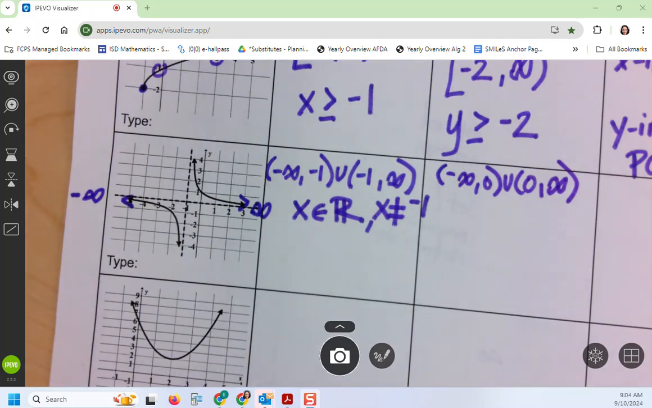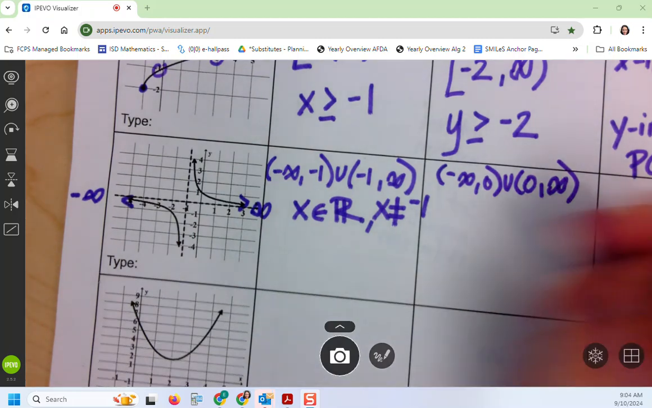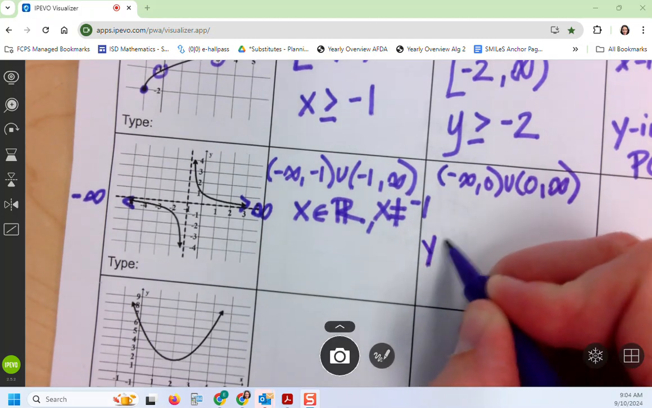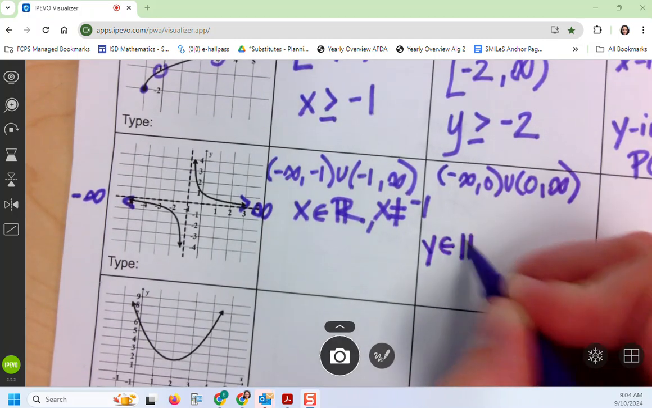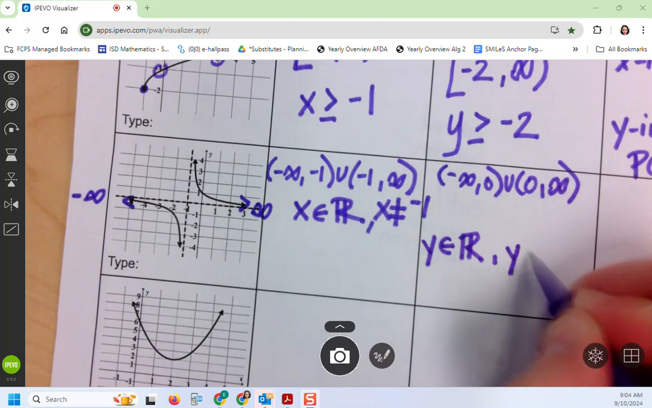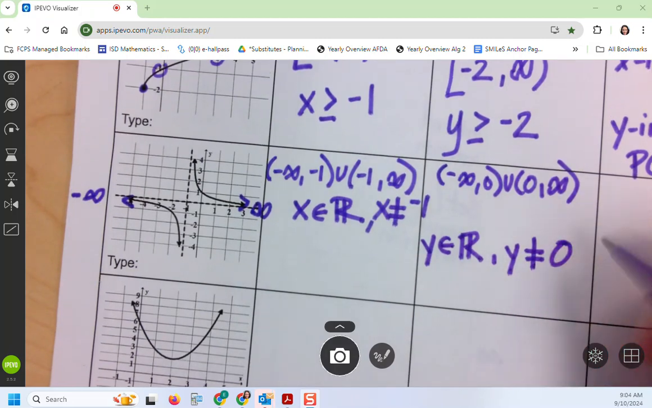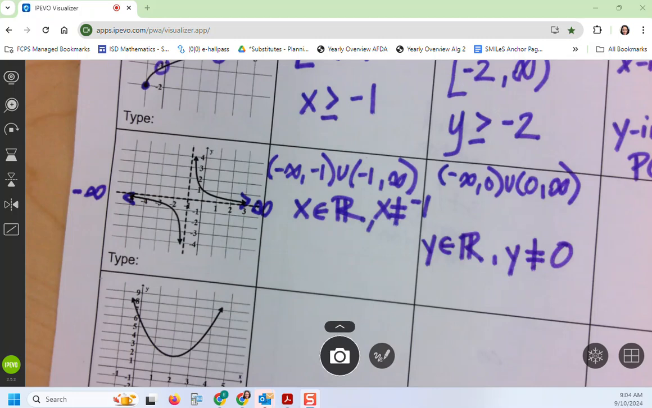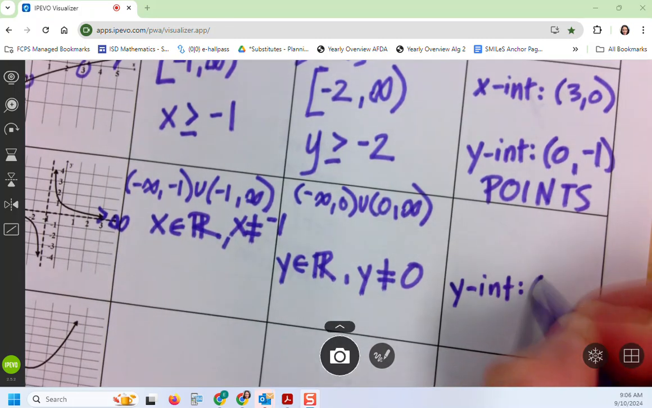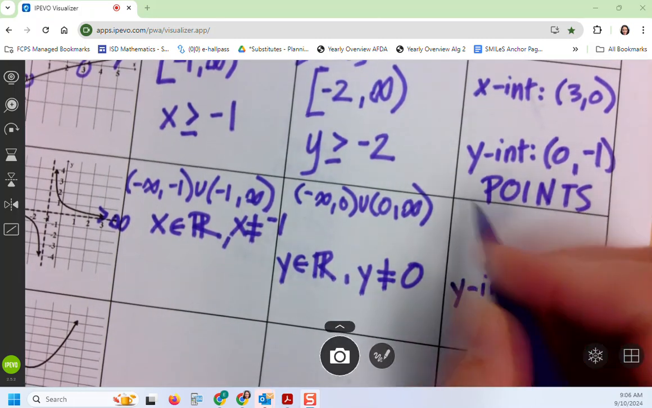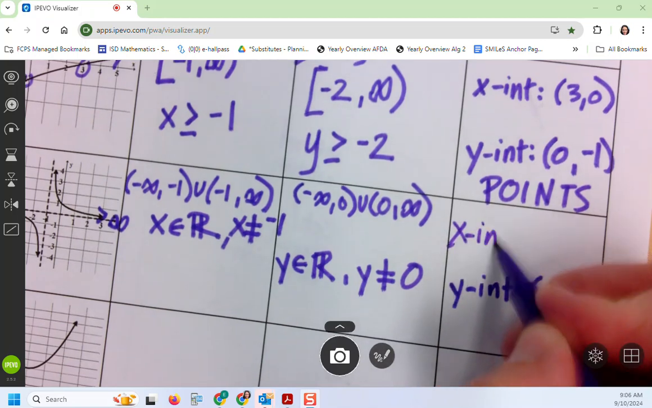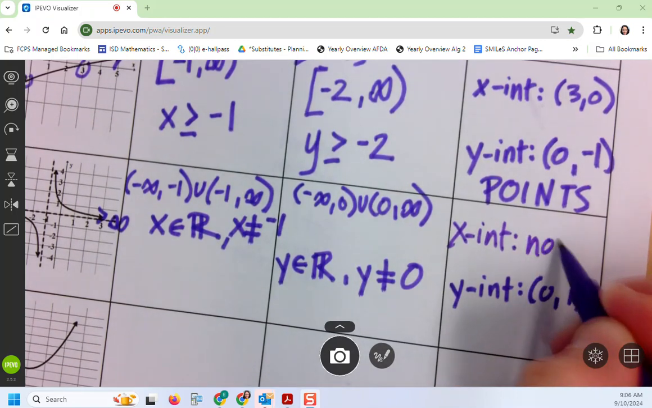And then writing it in interval notation. Okay. So the y-intercept was 0, 1. The x-intercept was none. All right. I am going to give you 5 minutes to see what else you can do here.